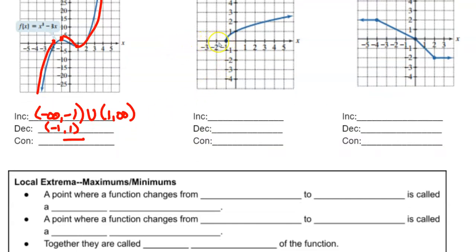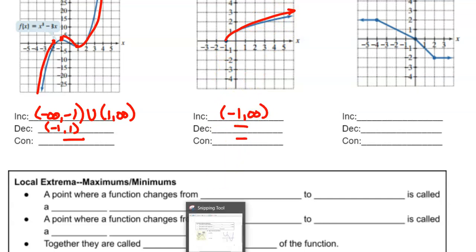Nothing from negative infinity. I'm starting at negative 1. And what's happening each time? There is no change. There is no turnaround or anything like that. We are consistently increasing from negative 1 to infinity. And therefore, there is no decreasing section nor constant section.